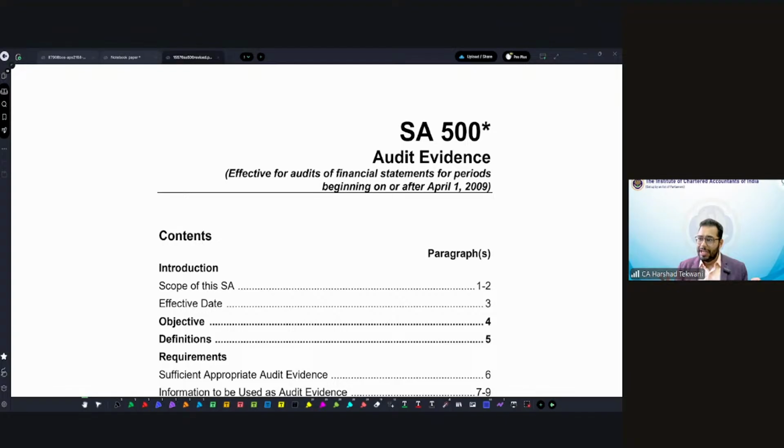What are the steps that you will perform for testing of purchases in test of details? Forget risk assessment, forget your test of controls. I'm just asking about test of details, substantive testing. When you're doing it for purchases, what are the steps that you will follow? Simple.